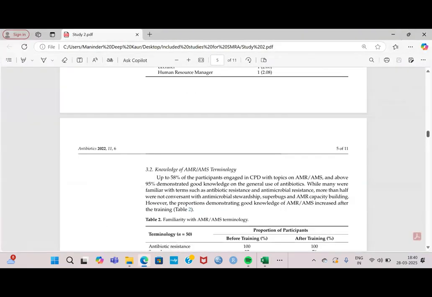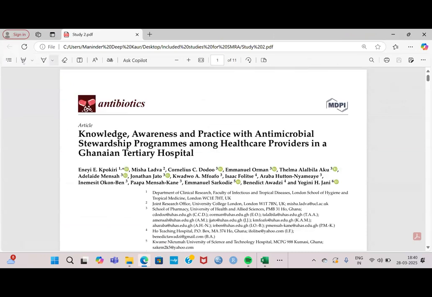See, my research question is knowledge of healthcare professionals regarding antimicrobial stewardship. The second study also has knowledge, it has antimicrobial stewardship, and it has healthcare providers also. So yes, this study is in my included studies.